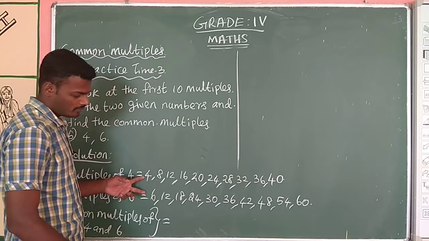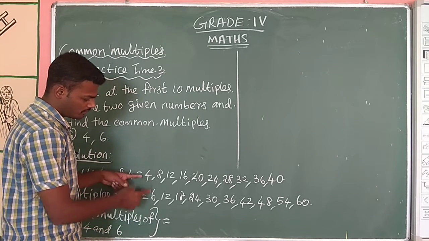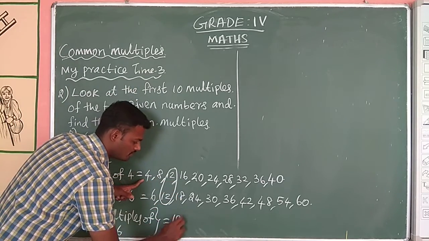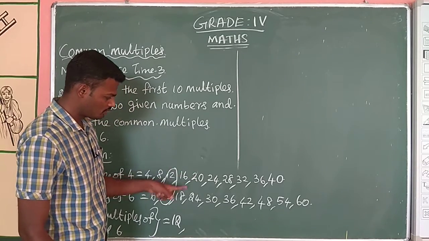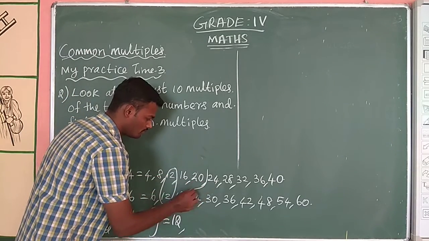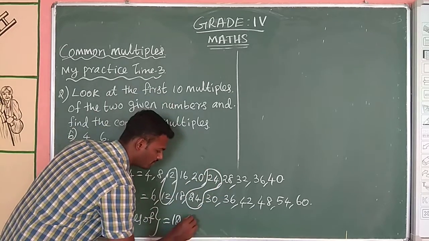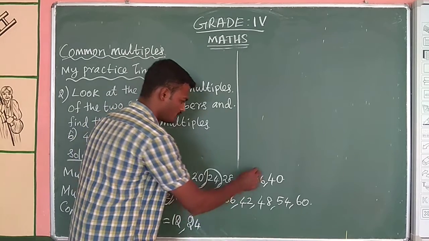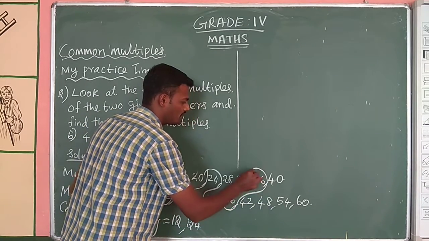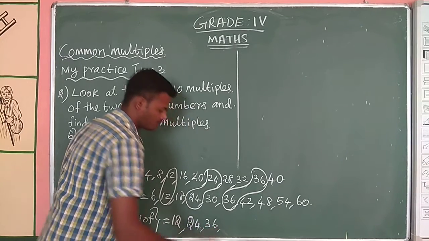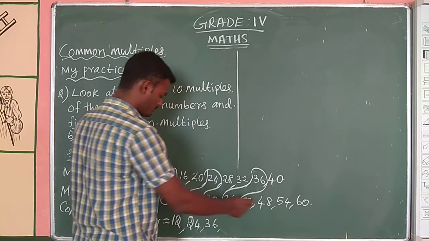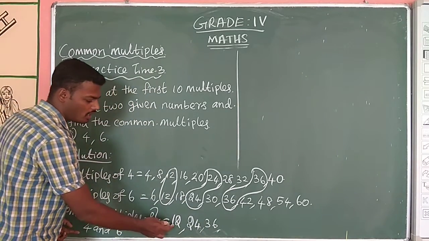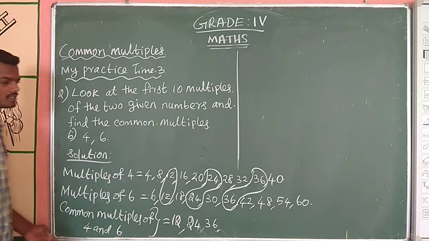Comparing the two lists of multiples, 4, 8, 12: 12 is the first common multiple. The next ones, 16, 20, 24: 24 is the next common multiple. Then 28, 32, 36: 36 is the next common multiple. So the first three common multiples of 4 and 6 are 12, 24 and 36.